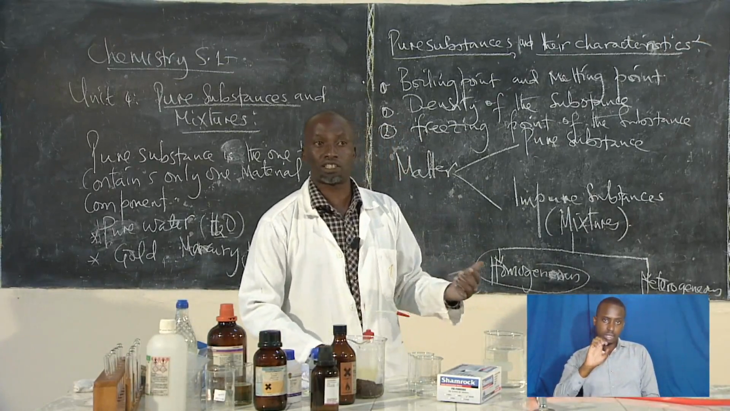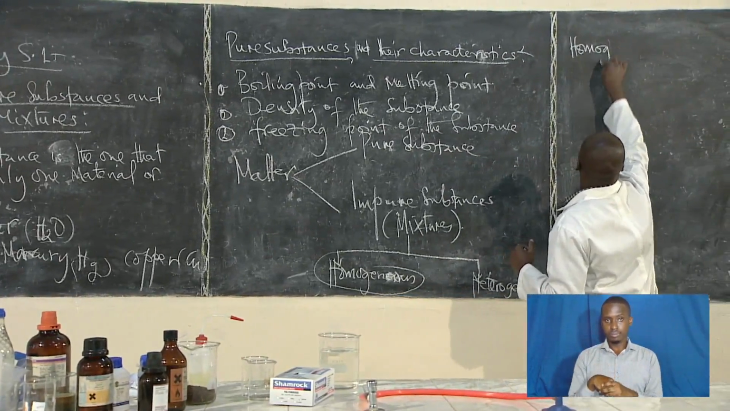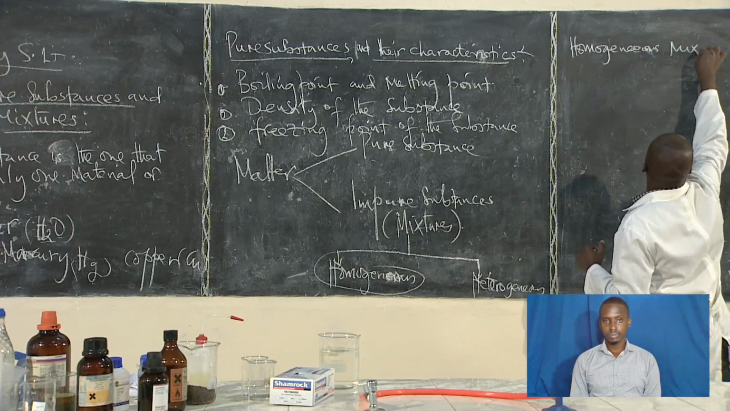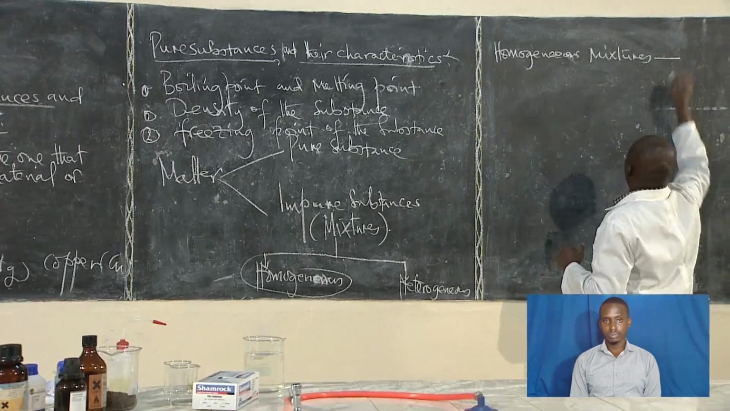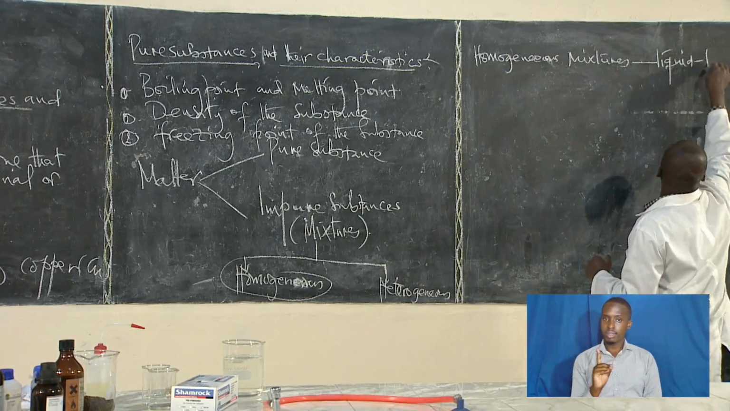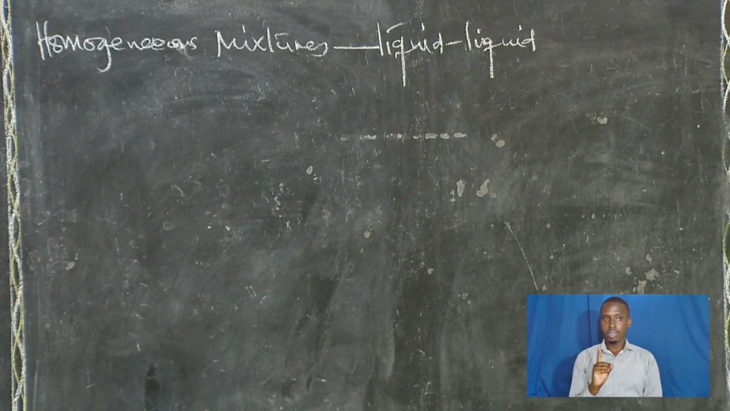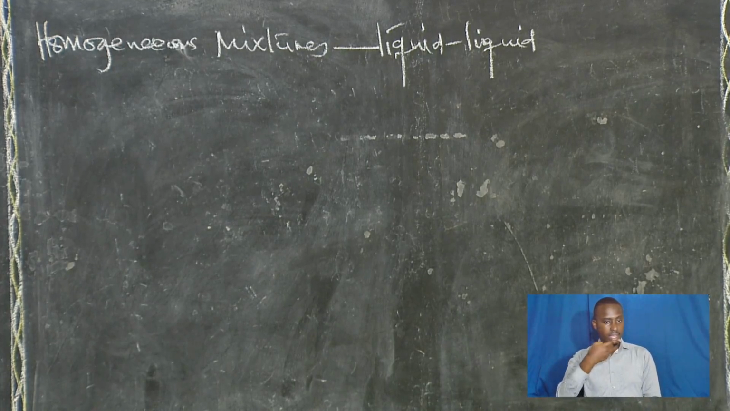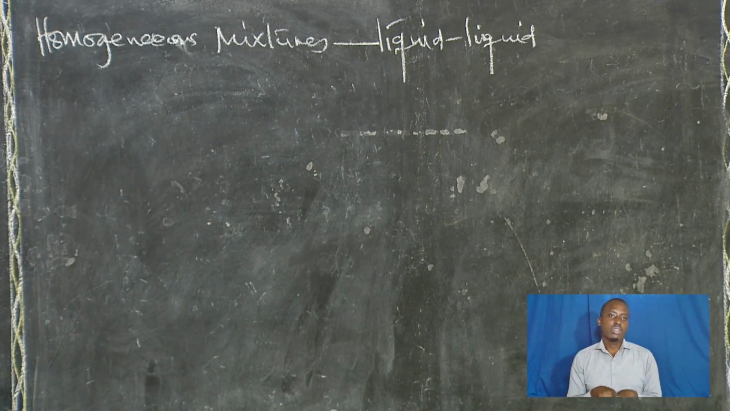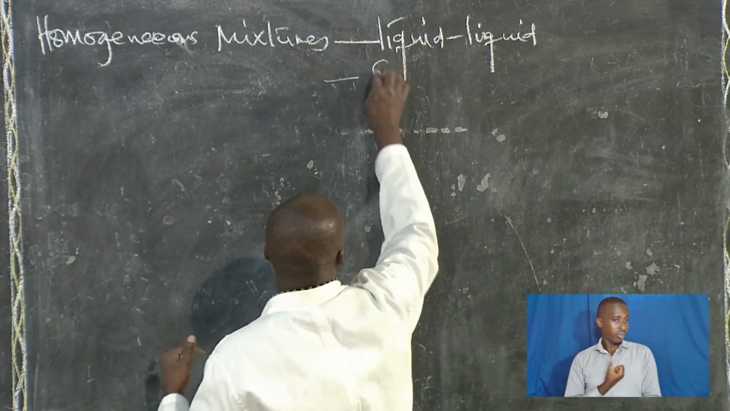So the homogeneous mixtures can be liquid, where we had vinegar, which is in liquid form. We've put water, which is also in liquid form. So that is liquid. We had some other examples. We may have even solid.